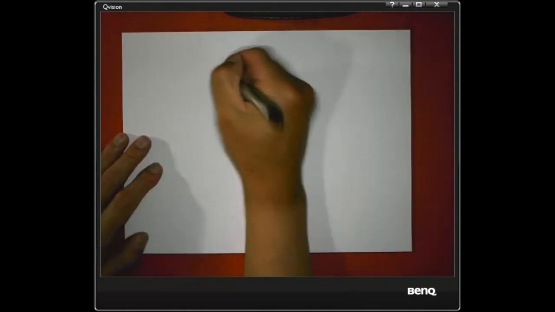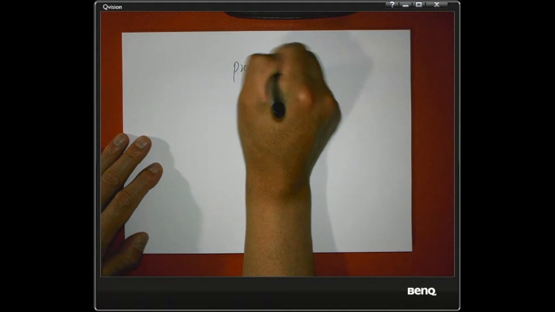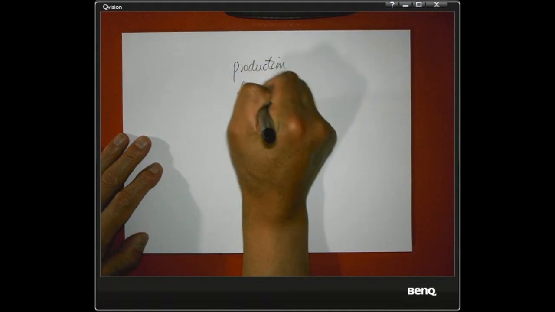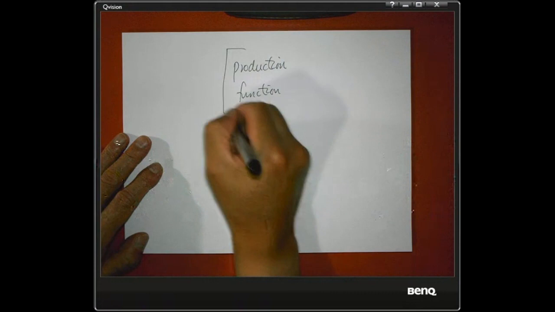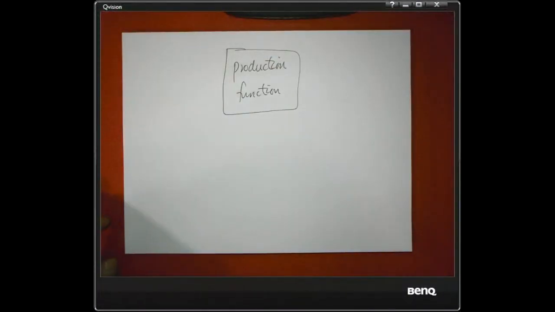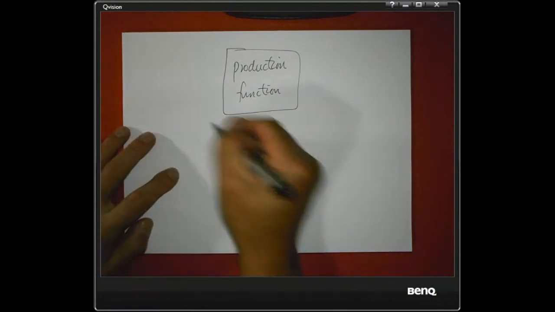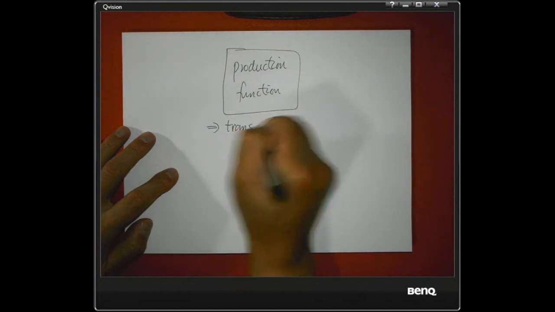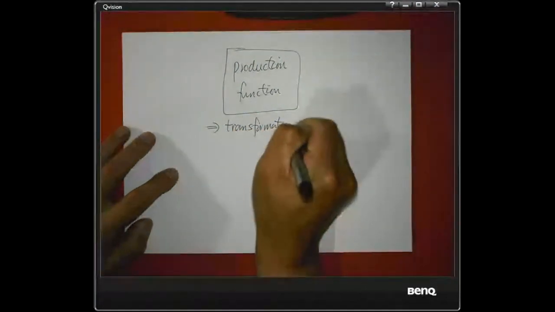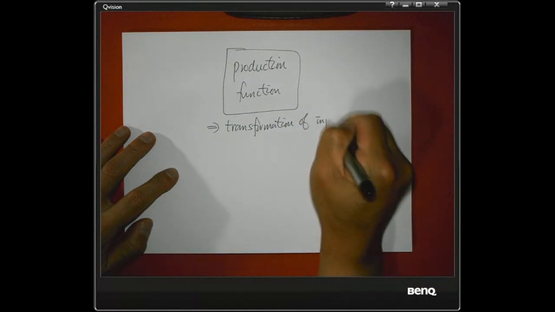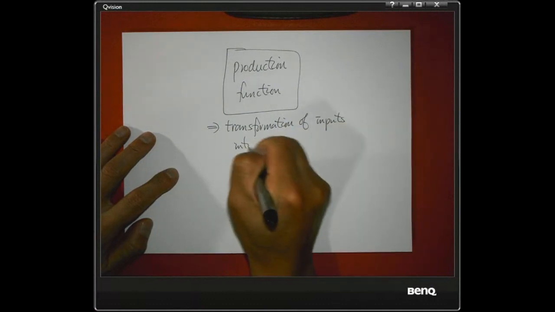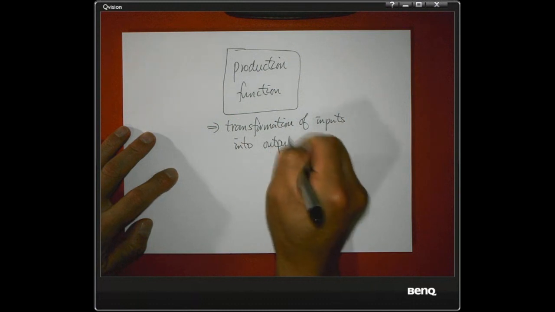And now, production function. Now, what is a production function? It is simply telling us the transformation of inputs into outputs.